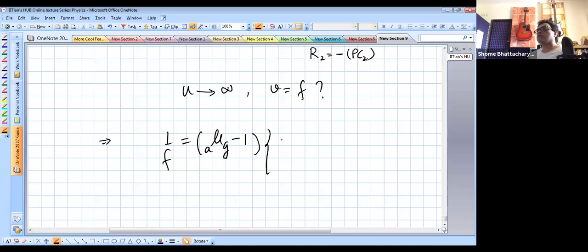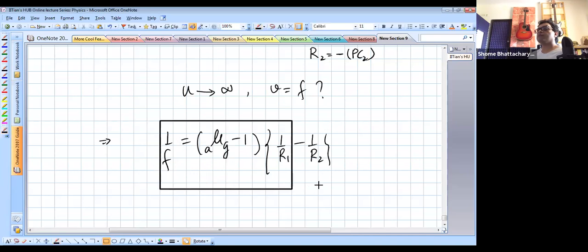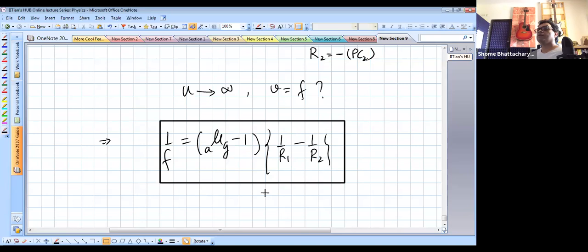Okay, so we remember R1 and R2 must be substituted with the proper algebraic sign, Cartesian sign. Okay. So this particular formula is now called the lens maker's formula.